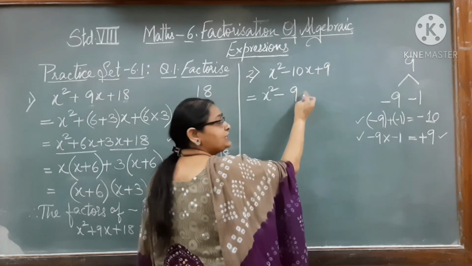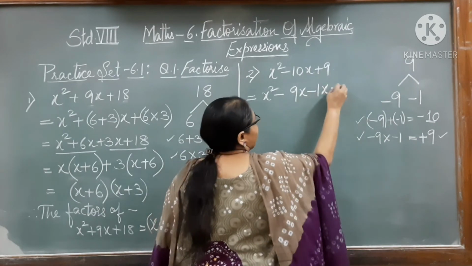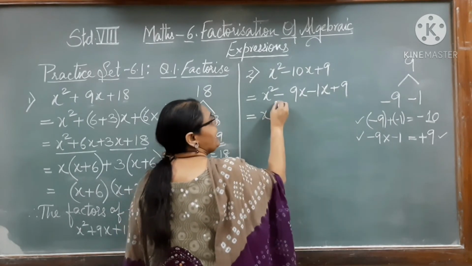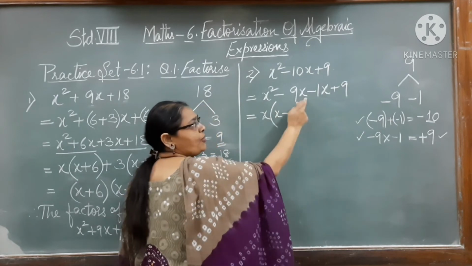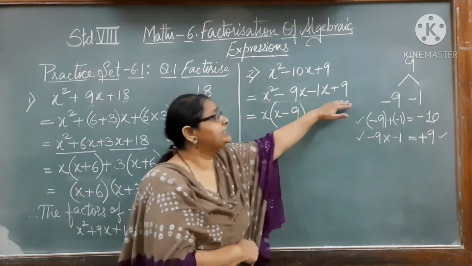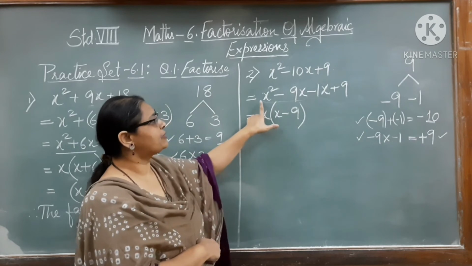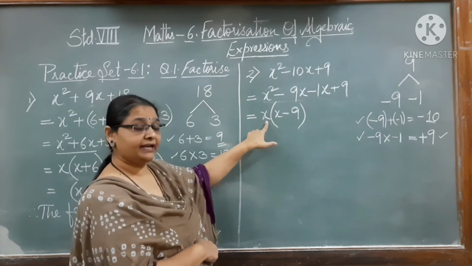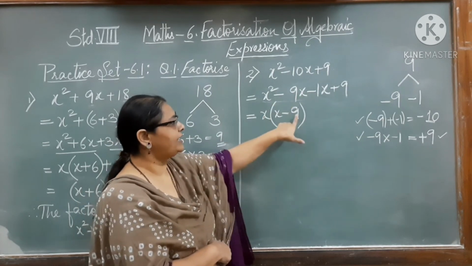I am multiplying each one with an x: minus 9x, minus 1x, plus 9. So that is equal to x squared, x into x minus 9. As I take the common term, considering the first two terms of all these four terms as a group, x squared minus 9x, I have x as a common term. I take it outside the bracket, into x minus 9.